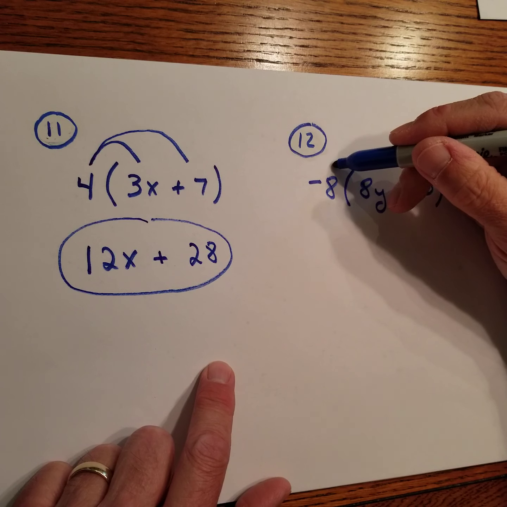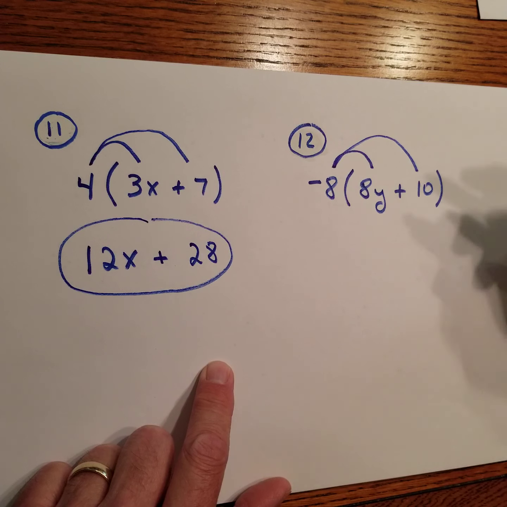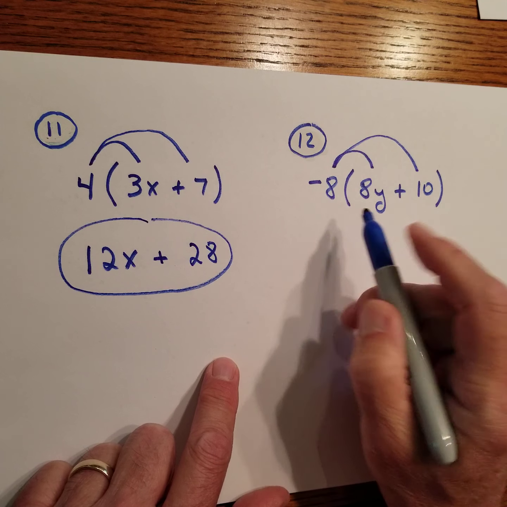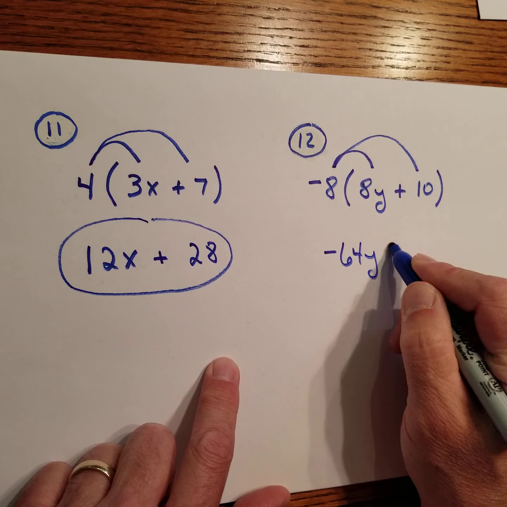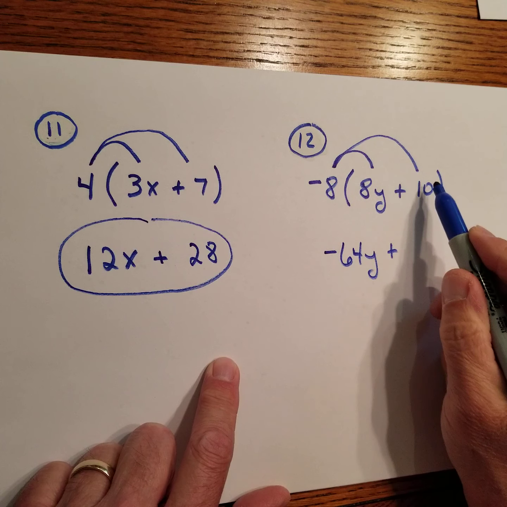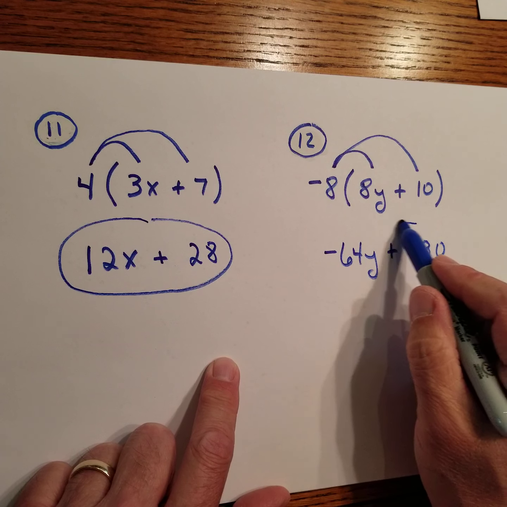Here I'll take negative 8, distribute it times 8y times 10. Negative 8 times positive 8 is negative 64y. Negative 8 times 10 is negative 80. Beautiful.